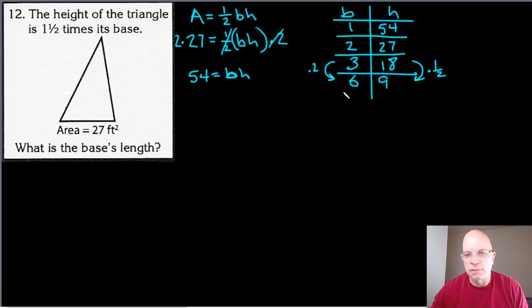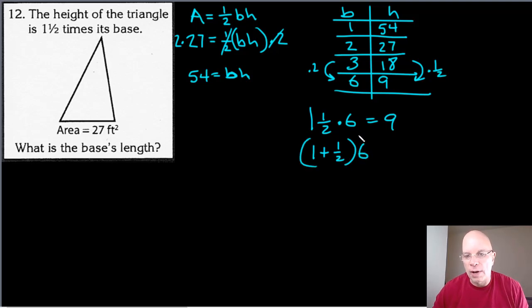6 times 9 is 54, and 9 is 1 1/2 times as large as 6. Just to prove that, I'll show 1 1/2 times 6 equals 9. You could turn this into a decimal and do 1.5 times 6, but 1 1/2 is just 1 and 1/2. So here's an opportunity to look at distributive property. 1 1/2 sixes is 1 six and half of 6. Well, 1 six is 6 and half of 6 is 3. So there's proof that 1 1/2 sixes is 9.